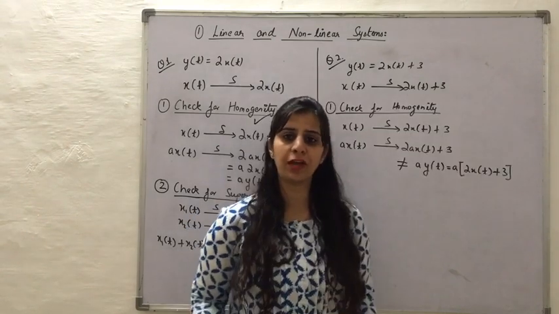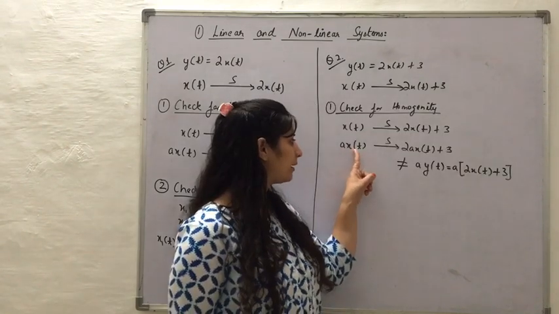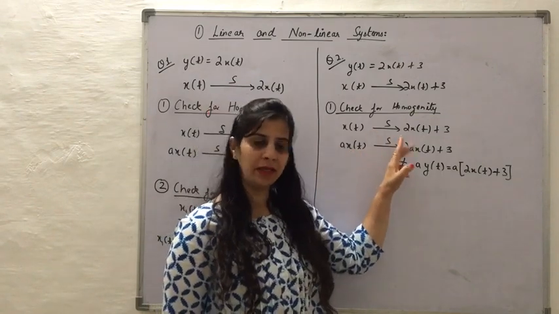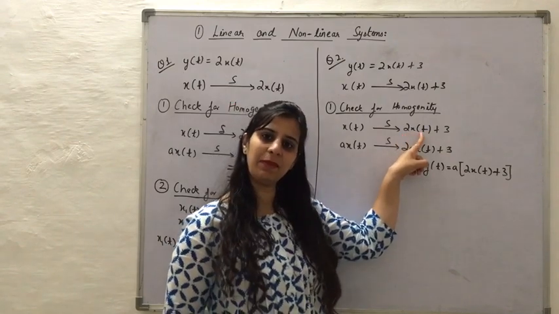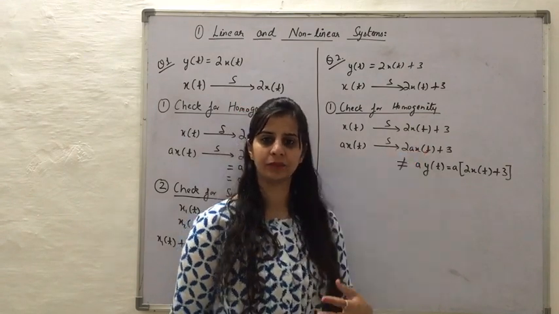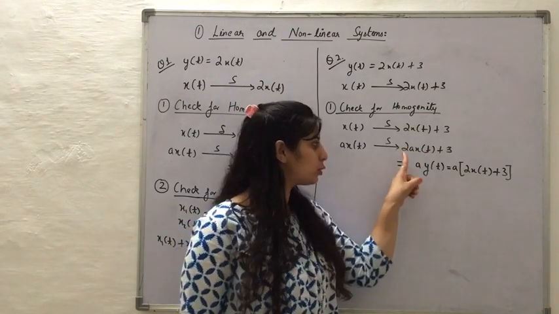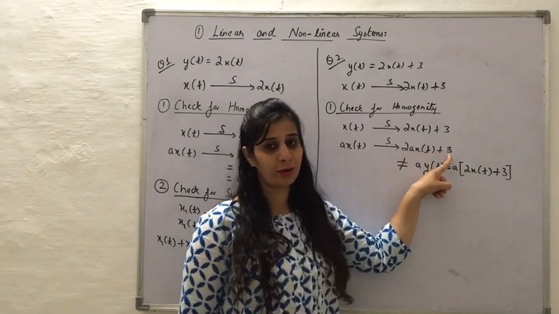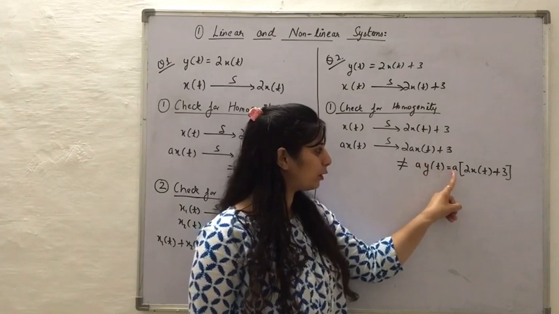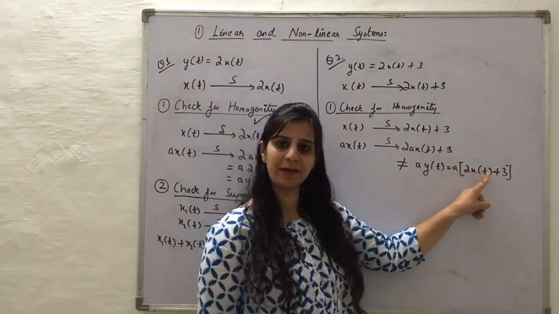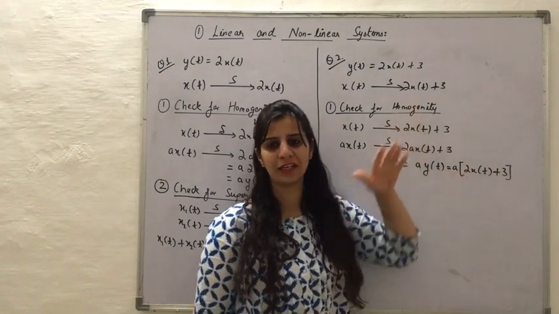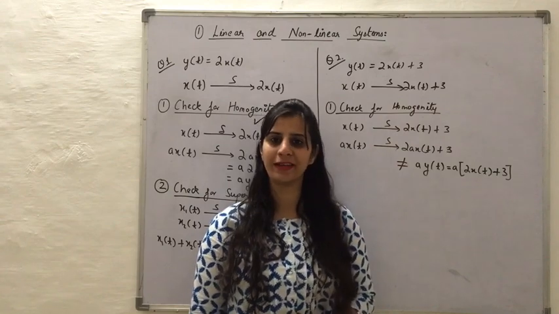Now to check for homogeneity, what I have done is I have multiplied the signal with a constant a. When this signal is then passed through the system, the place where we had x, I will be substituting it as ax(t). So the resultant signal that we are getting is 2ax(t) plus 3. Now this is not equal to a into y(t), because a into y(t) would be equal to a multiplied with 2x(t) plus 3. Since this system is failing at the homogeneity principle, therefore it will be a non-linear system.